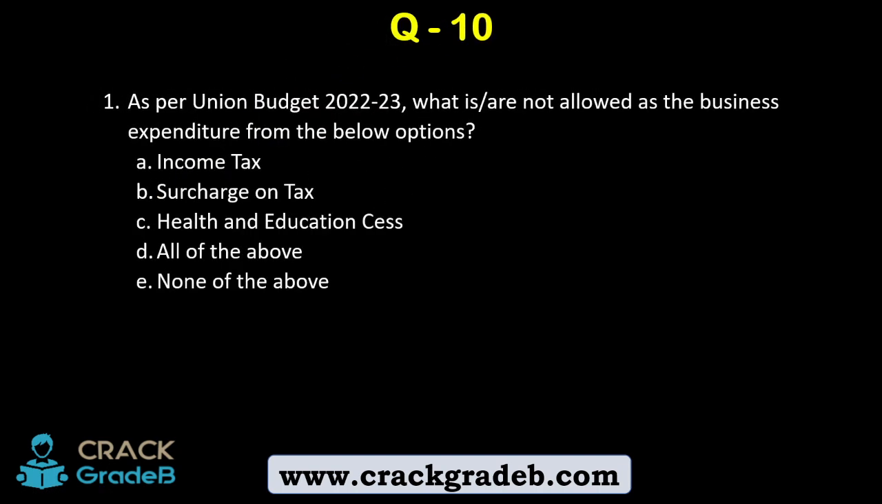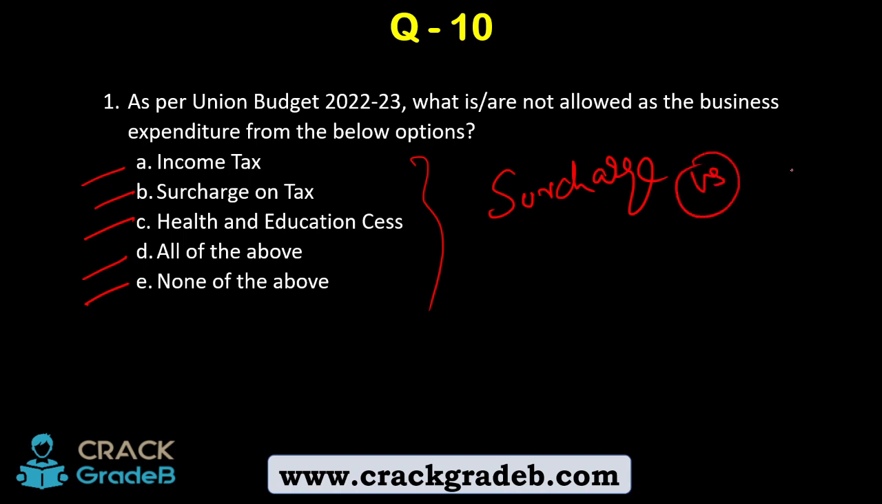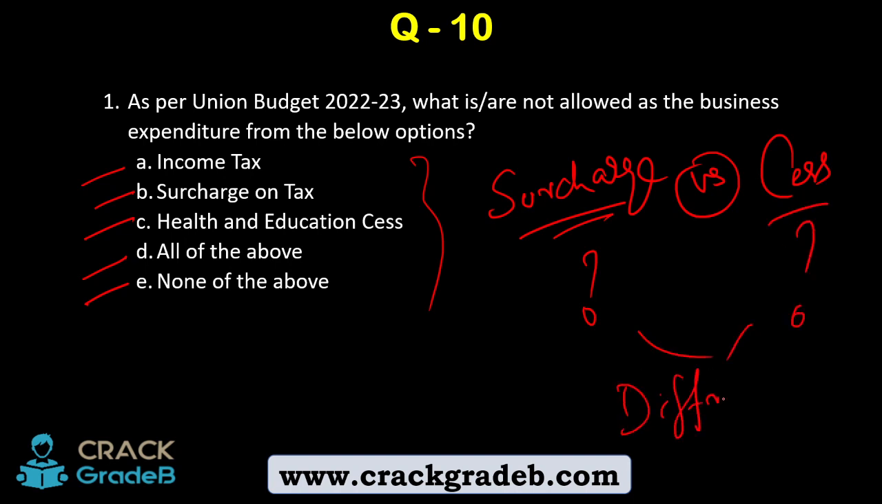Let's move forward with question number 10. As per the budget, what is or are not allowed as business expenditure from the below options? Income tax, surcharge on tax, health and education cess, all of the above, none of the above. Okay, so this is also a task for your comment section. What is the difference between surcharge and cess? Means what is surcharge, what is cess, and what is their difference? Can you mention it in the comment section? Let's move forward.